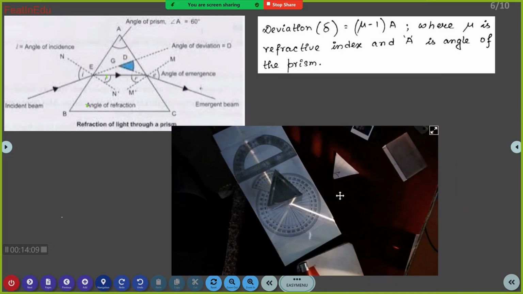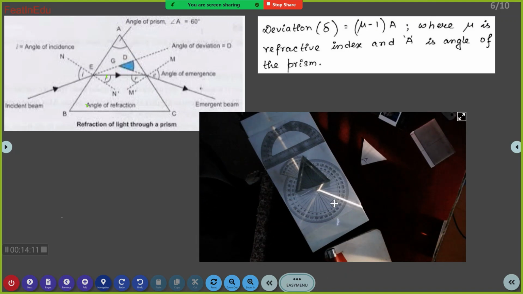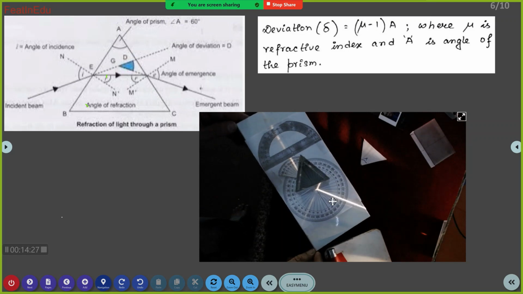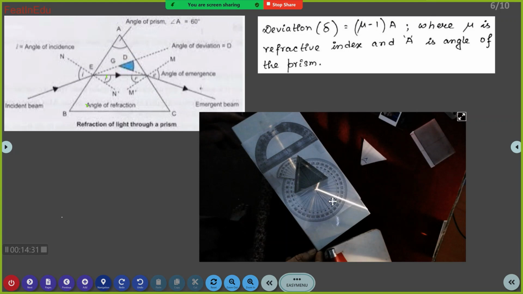You can see the diagram here. So this is the angle of incidence. Now I am going to decrease the angle of incidence. As I am decreasing the angle of incidence, you have to draw the proper ray diagram, right? Then you will get this deviation angle.